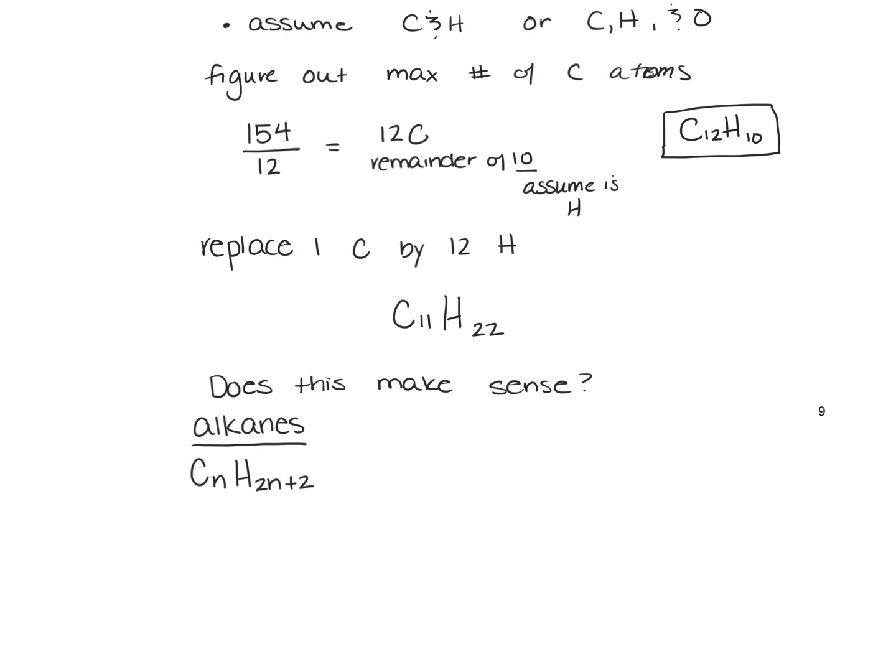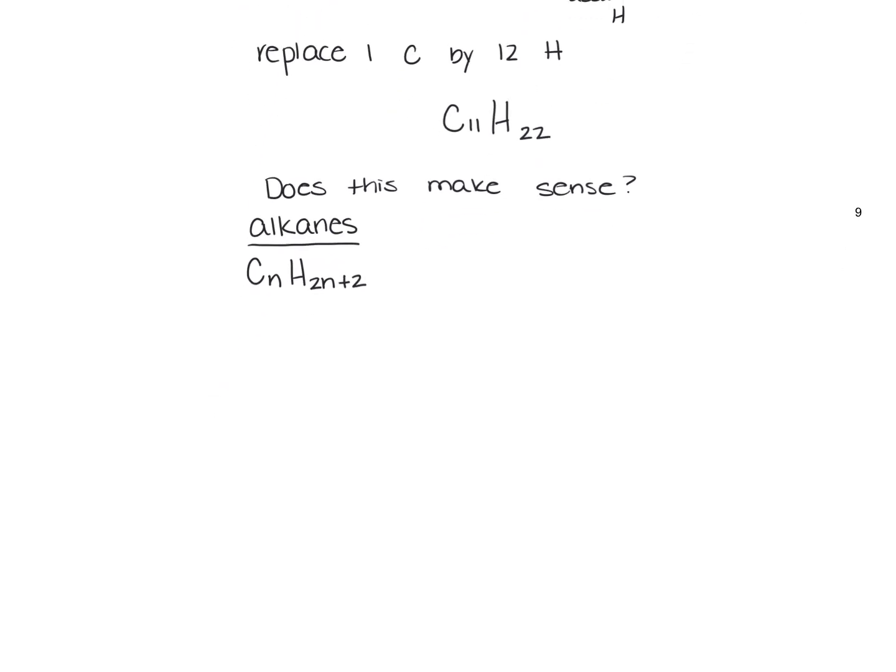CnH2n+2, okay? And so for 11 carbons, that would be H2 times 11 plus 2. And that would be C11 and then H24. We also learned that cyclic compounds have the generic formula CnH2n.